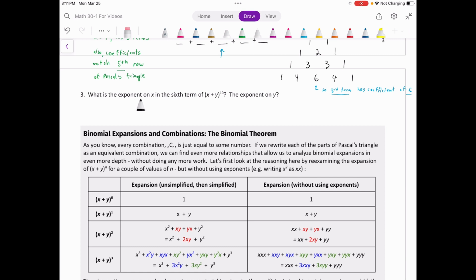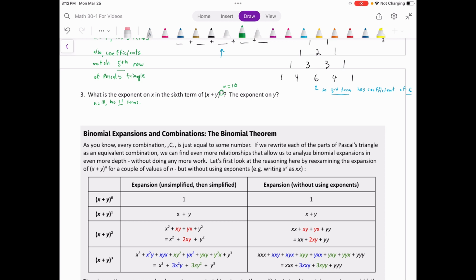What is the exponent on x in the sixth term of x plus y to the power of 10? What's the exponent on y in the sixth term of that binomial expansion? Okay. Well, again, what's our n? Our n is 10. So it'll have 11 terms. Let me just write that down: n equals 10, so it has 11 terms.